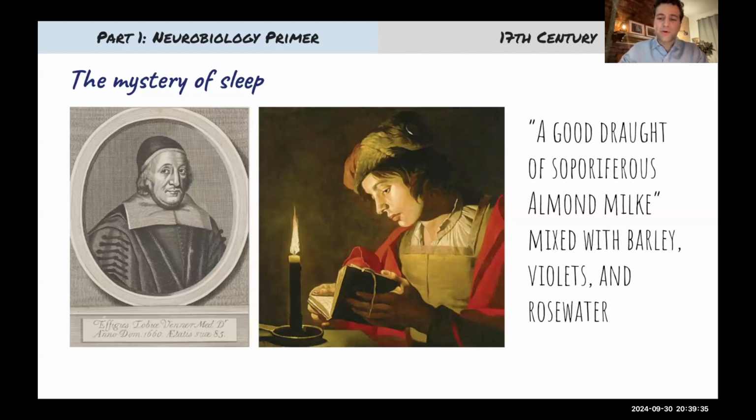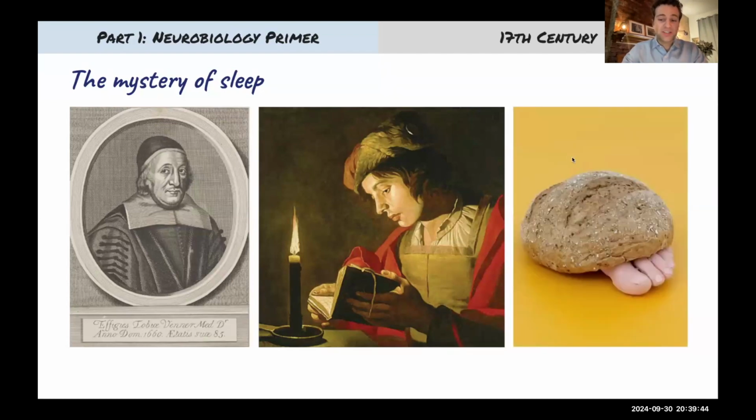And one thing that he proposed was a nightcap, a mixture of almond milk, barley, violets, and rose water. Some of his contemporaries suggested that patients tie vinegar-steeped pieces of bread to their feet. And these might seem like strange remedies for insomnia, but they all came from the belief at the time that sleep arose from vapors that would rise from the gut during digestion.